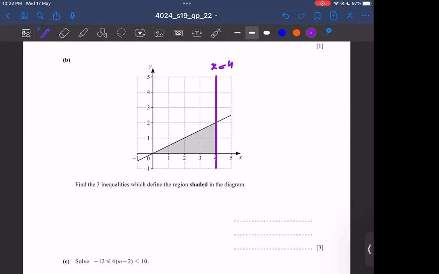Now we have the shading region above the x-axis. What is the equation of the x-axis? The equation of the x-axis is y equal to 0. And we have this line over here, but we don't know the equation of this line. So since we don't know it, let's just find out the equation of this line first.